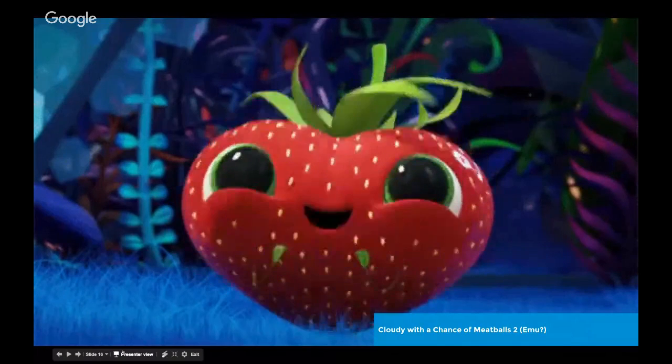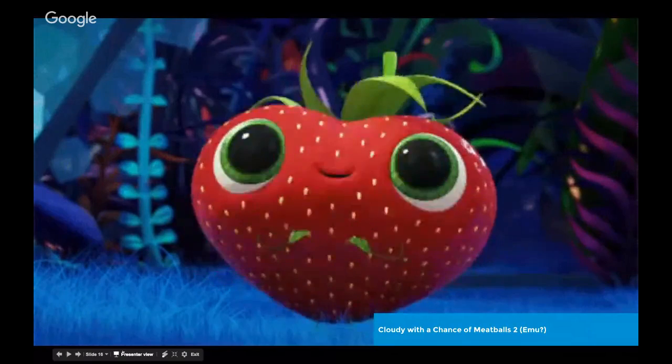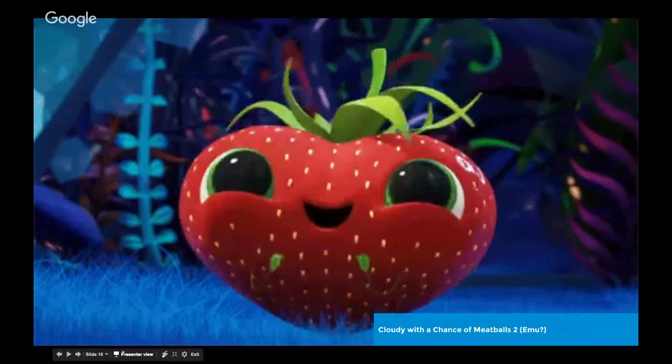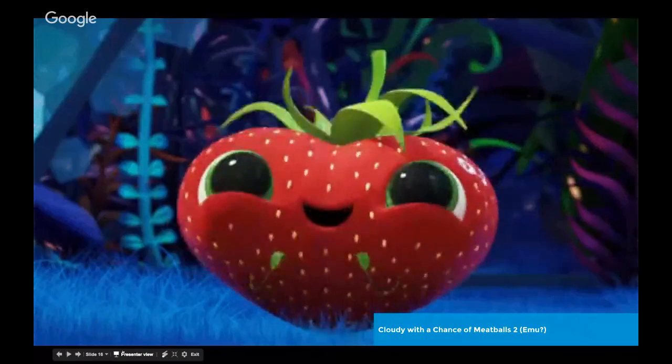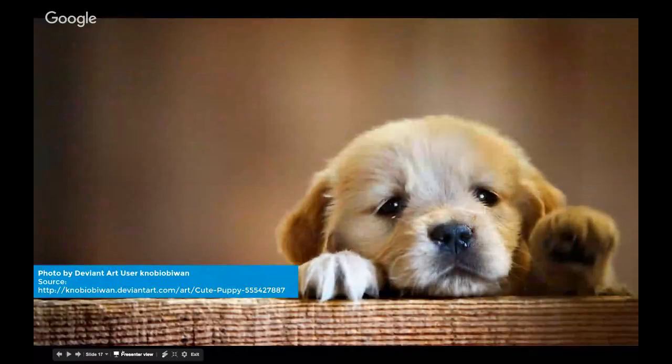It's Emo, or Barry from Cloudy with a Chance of Meatballs too. It's an adorable, well animated movie. Highly recommended.